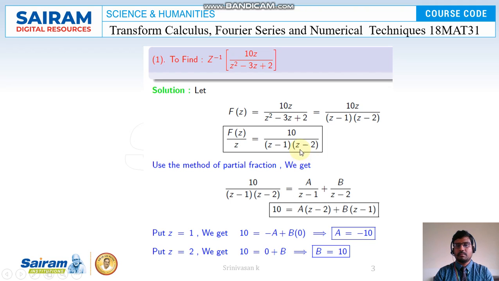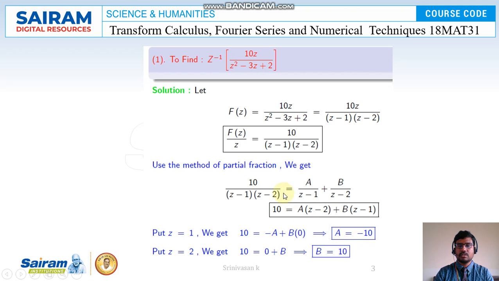Now we use the normal partial fraction method. We get 10 divided by z minus 1 into z minus 2 equals a divided by z minus 1 plus b divided by z minus 2. Then we get 10 equals a into z minus 2 plus b into z minus 1. Now replace z equal to 2, we get the b value, and put z equal to 1, we get the a value. So we get a equal to minus 10 and b equal to plus 10.